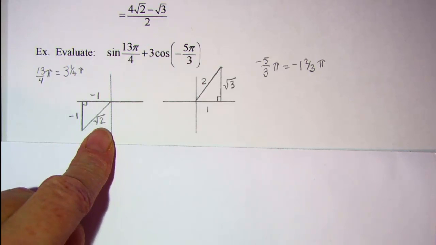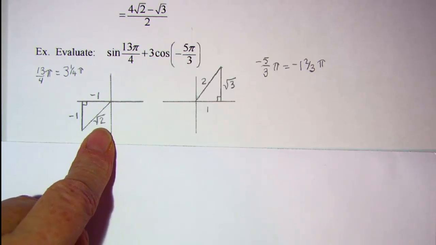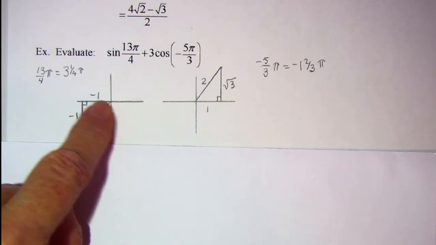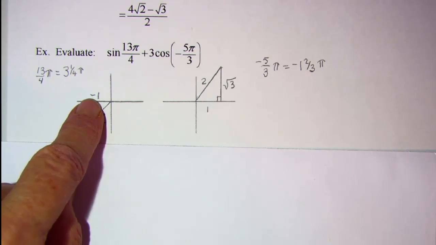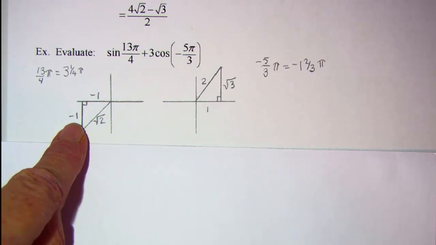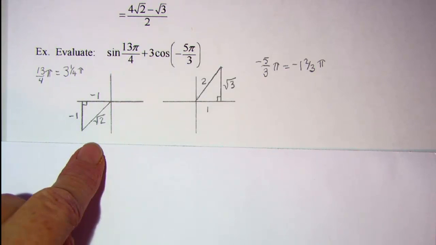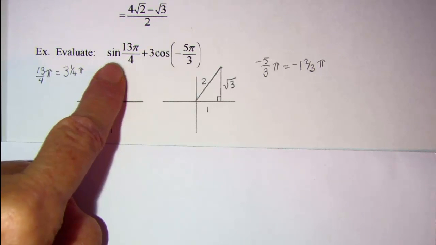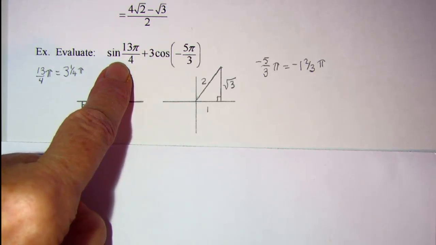Since I have a 45-45 right triangle, my sides will be 1, 1, root 2. Since I'm going left, this side has to be negative, and I'm going down, so this value is negative, and I have my reference triangle set up to work this first problem.